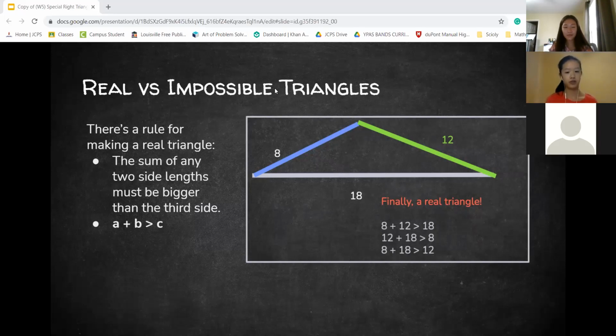If the three sides of the triangle are A, B, and C, then A plus B is greater than C. Any two sides of the triangle have to be greater than the third. And that's how you distinguish what can be a real triangle or what won't make a real triangle. This is called the triangle inequality theorem, but you don't need to remember that name because it doesn't matter. You just need to remember that any two sides in a triangle have to be greater than the third side.